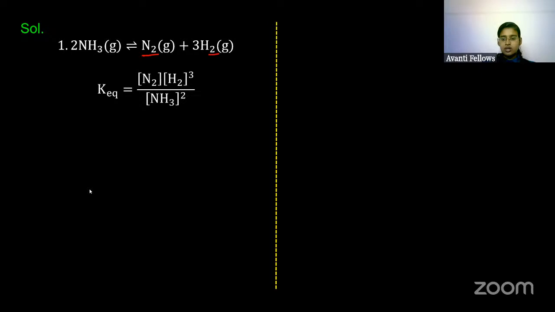Got it? So like this, find out for the second reaction, PCl5 giving PCl3 and Cl2. What is KEQ? Can anyone unmute yourself and give me the answer? Is anybody willing to unmute yourself and give the answer for this second reaction? Not even a single student wants to give a try by unmuting yourself. Roshan, can you try?